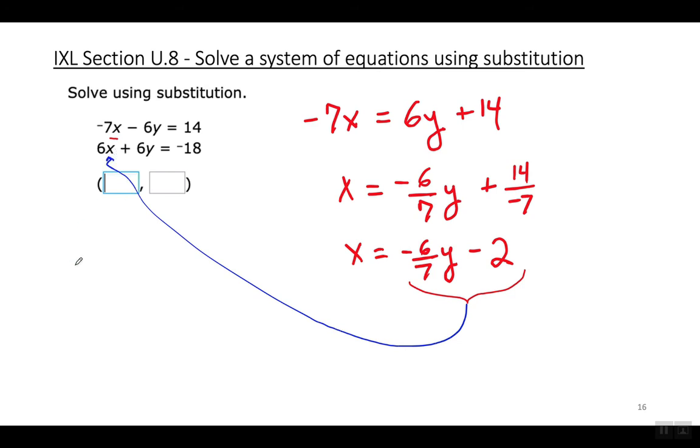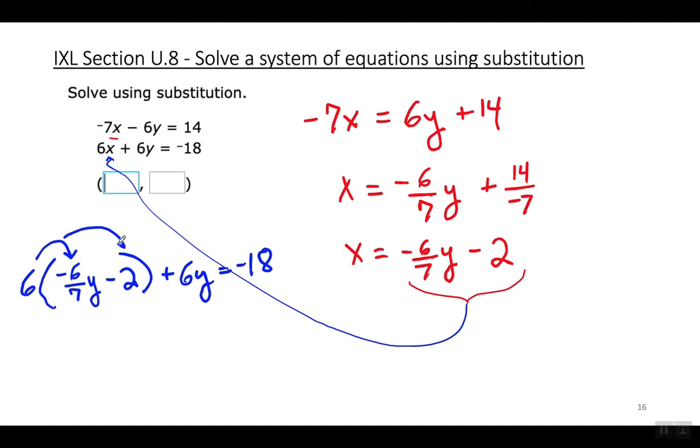Okay, so when I substitute that for x, I'm going to have 6 times negative 6 over 7y minus 2 plus 6y equals negative 18. Now I'm going to do the distributive property. And that's going to give me negative 36 over 7y minus 12 plus, okay, I'm running out of space. Let me tell you what I'm going to do to save space. Right here, this 6y, I'm going to change it to a fraction equivalent to 6y, but that has a 7 on the bottom. So I'm going to change the top to 42.